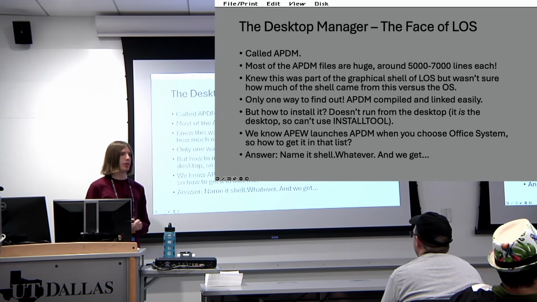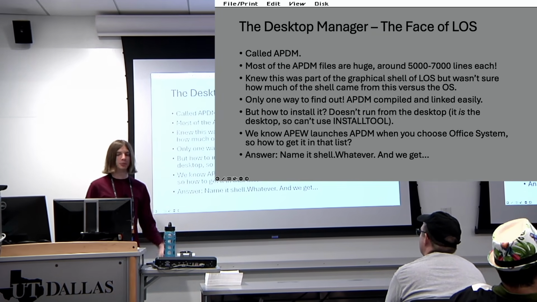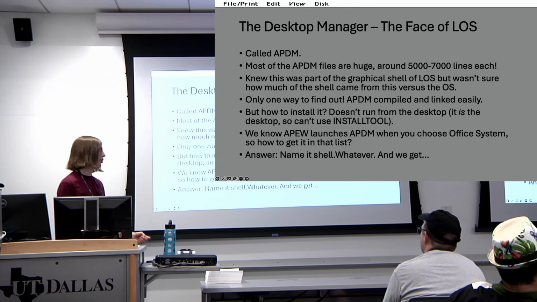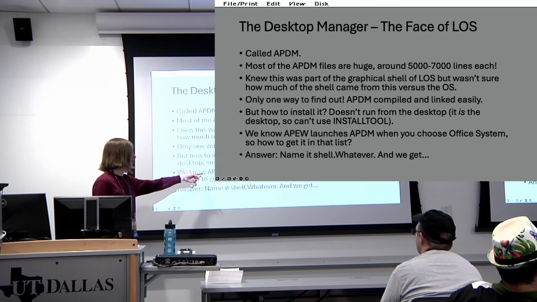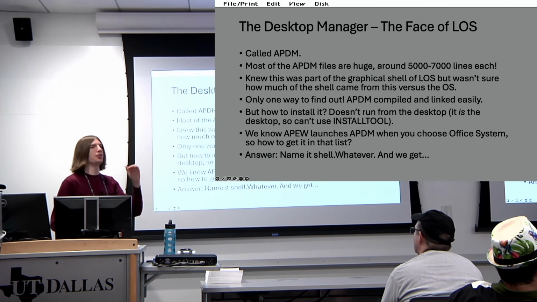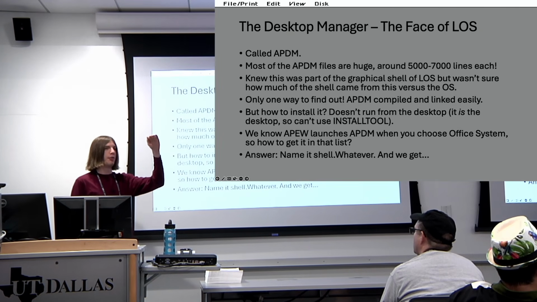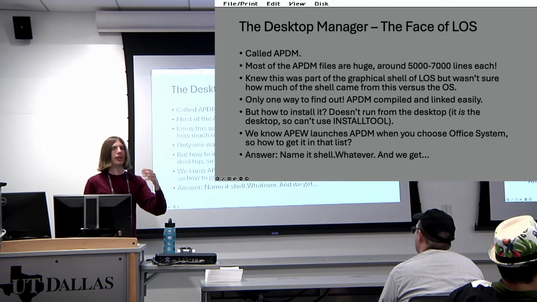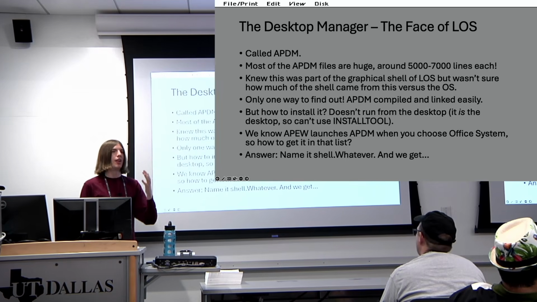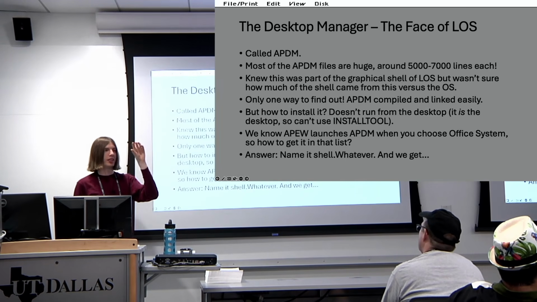Because we can't install it to the desktop with the install tool, because it is the desktop. So what do we do? Well, there's a tool I actually glossed over. We deleted some slides, so we don't have context for this, but there's something called the environments window that lets you select whether you want to boot into the workshop or the office system. And we know the environments window is what lets you select the office system, right? So we just need to figure out what the environments window is launching to launch the office system.